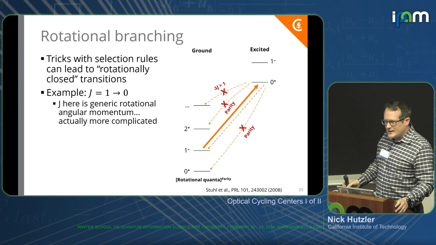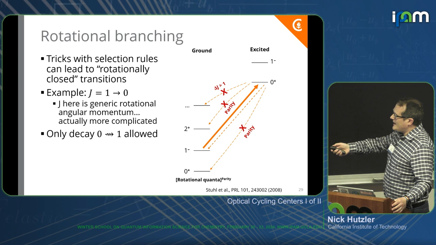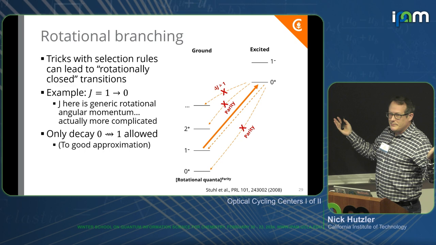But like I said, nothing ever works. So if you tried to do this, it wouldn't work. Because you have 0 to 1 as the only decay allowed, to good approximation. You can have higher multipole terms or something, but those turn out to be very small.